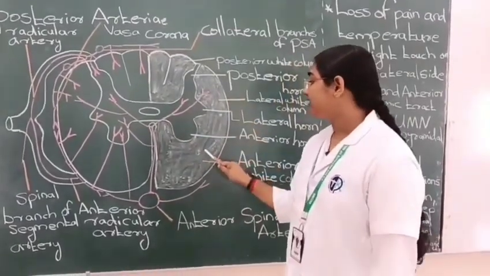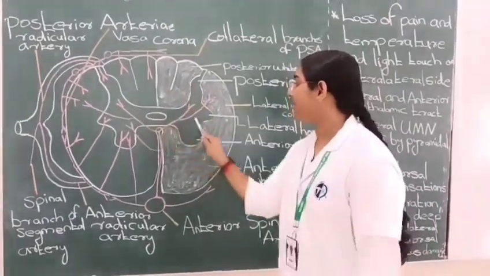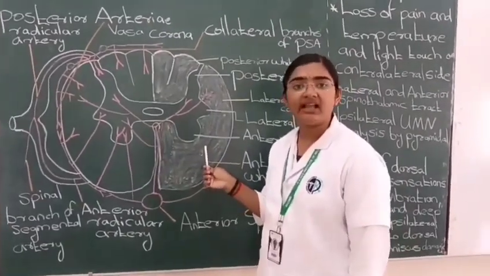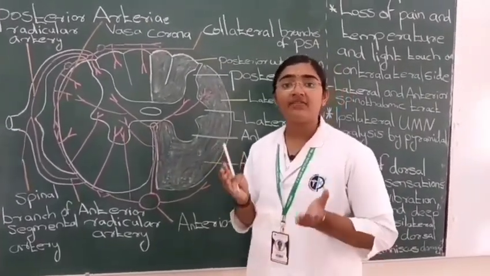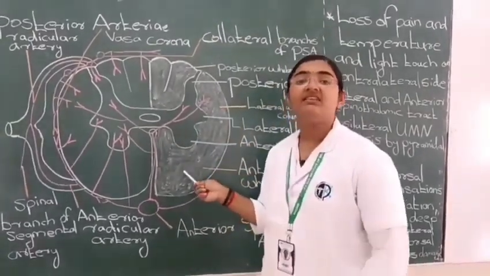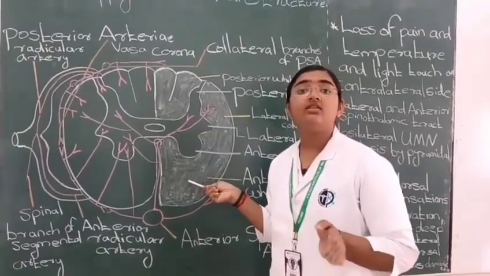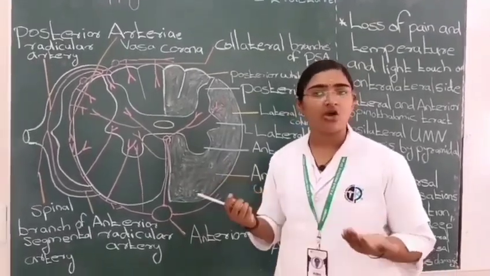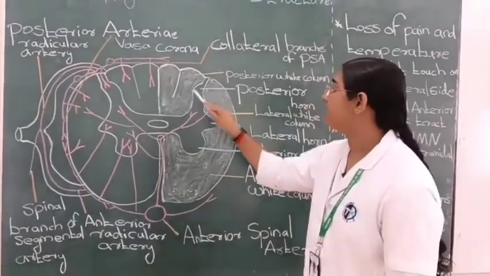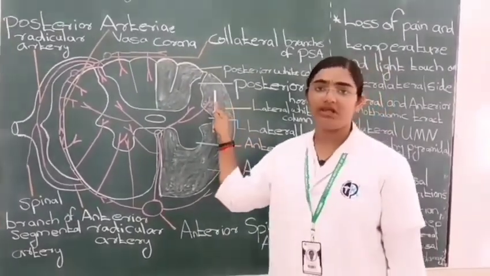The white matter, which surrounds the H-shaped grey matter, consists of nerve fibers, mainly myelinated nerve fibers. So it gives a white appearance. Each half of the white matter is divided into three regions. These are called columns. Which are the three columns? An anterior white column, lateral white column and the posterior white column.